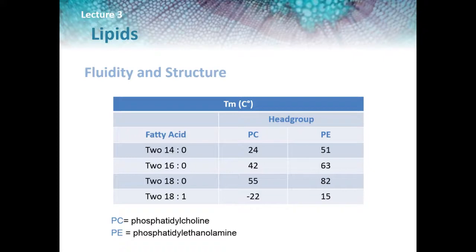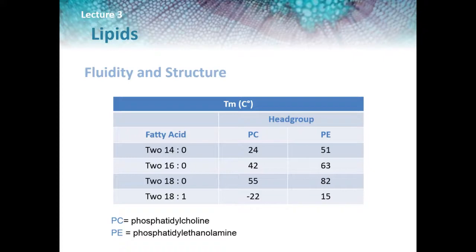We can see the fatty acid chain length affects melting temperature, with the shorter tail staying fluid at lower temperatures. The 18, 16, and 14 carbon lipid species melt at 55, 42, and 24 degrees Celsius respectively in PC. This is quite a significant difference. Add a double bond to the 18 carbon chain, and the Tm changes from 55 degrees to minus 22 degrees. This is a difference of 72 degrees.